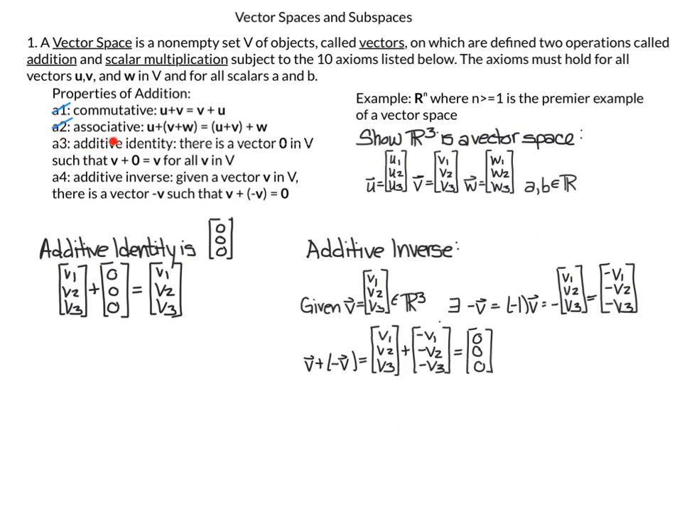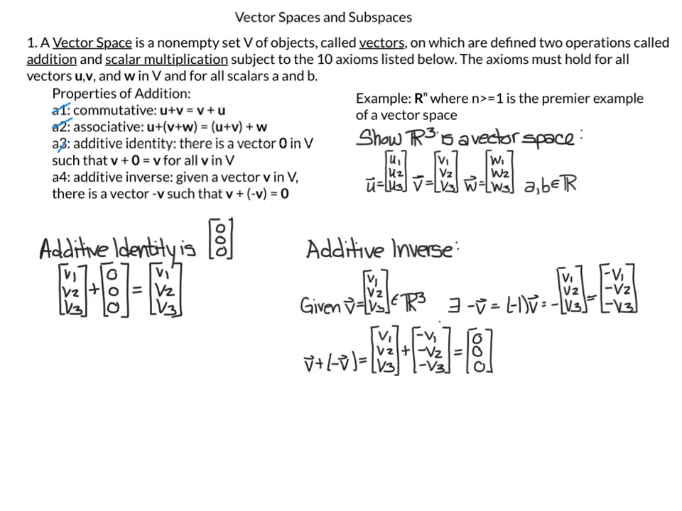So the first thing, to show the additive identity, you just need to demonstrate there's a zero vector such that v plus 0 equals v. So in R3, this is what the zero vector looks like. When we take an arbitrary vector v and add it to (0, 0, 0), we get back our vector v.